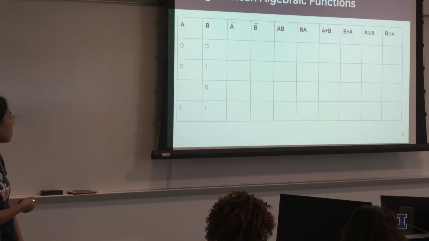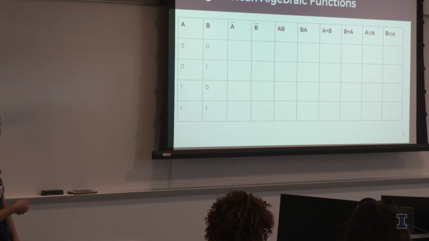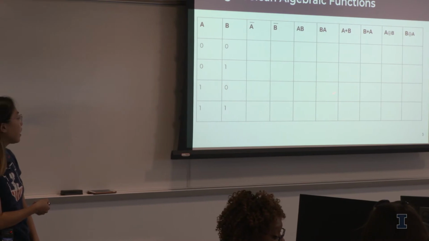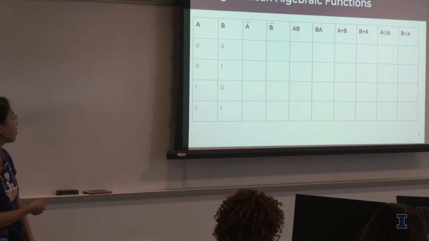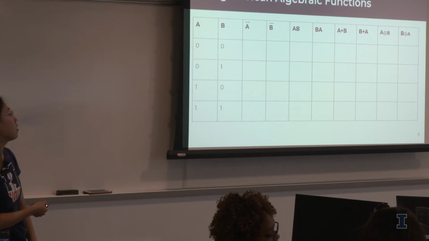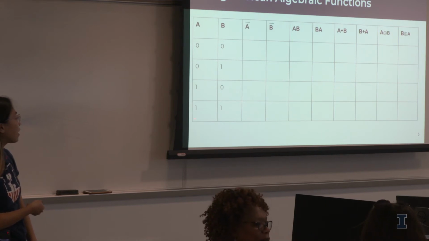The next one: not A is 0. Not B is 1. A and B, 0. B and A, 0. A or B, 1. All the rest are ones. Then B or A, 1. A XOR B, 1. B XOR A, 1.